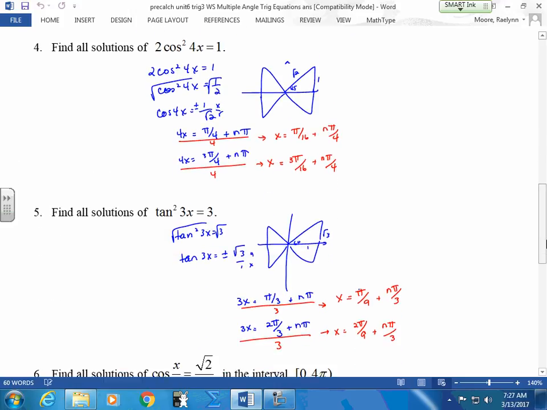Okay, this one has 4x. So we're not going to worry about the 4 right away. We're going to just solve this as an x. The ones there, we're going to divide this by 2. We're going to take the square root. When we take the square root, again, we get a plus or minus. That gives us all 4 quadrants.